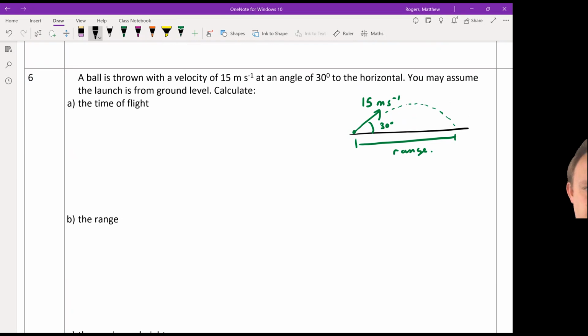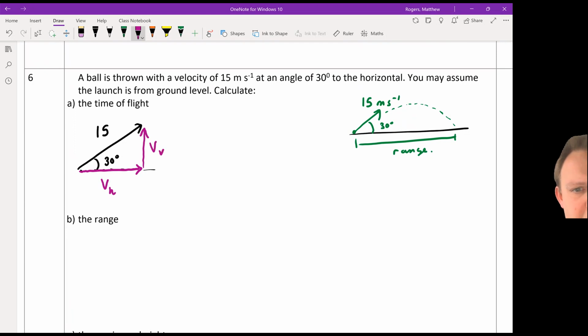So we'll start by resolving the vector. So 15 meters per second with an angle of 30 degrees down here at the bottom. This we can resolve into two components. I'm going to label this one as VH, that's the horizontal velocity, and this one as V subscript V, that's the vertical velocity at launch. So VH has a size of 15 cos 30, whereas V, the vertical velocity, has a size of 15 sine 30.